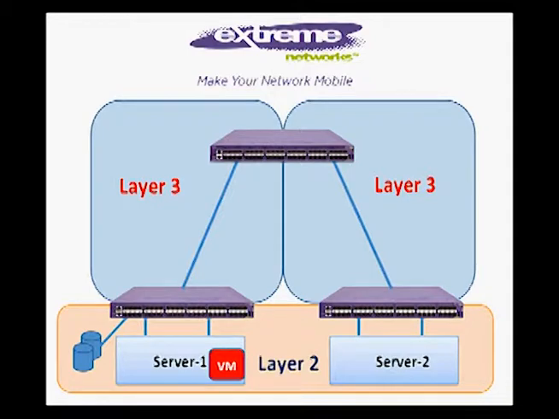What we're going to show is a hypervisor in one location at one data center and transporting a virtual machine across the wide area network, across the layer 3 boundary into the second data center's hypervisor located in the second data center.